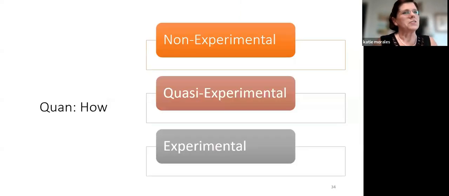Now, this is where it gets a little trickier. So quantitative can be non-experimental or descriptive if you're just doing a survey to get some descriptive data. It can be quasi-experimental, meaning it has some of the elements of an experimental design, but not all. Or it can truly be experimental, meaning it does have randomization, a control, and of course, if it has randomization and control, it has an intervention. Because we randomized them to the control or intervention group.